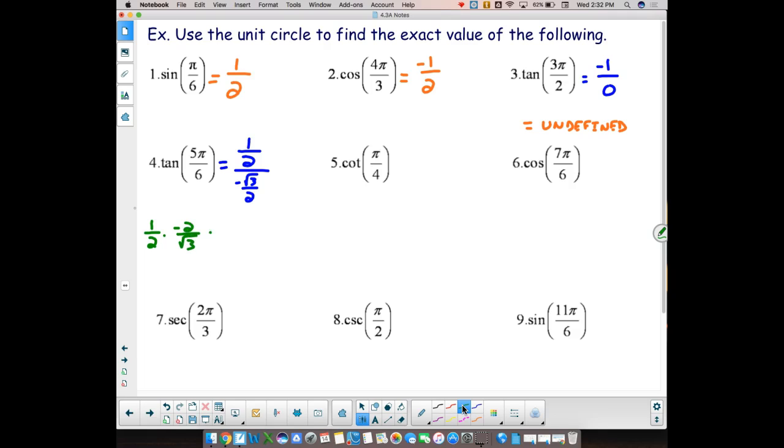And then we would say to ourselves, self, well, those 2's, I got a 2 on top and I got a 2 on the bottom, and those 2's are going to cancel each other out, and that's going to leave me with negative 1 over the square root of 3. And because we're dealing with the unit circle, we're cool with that.